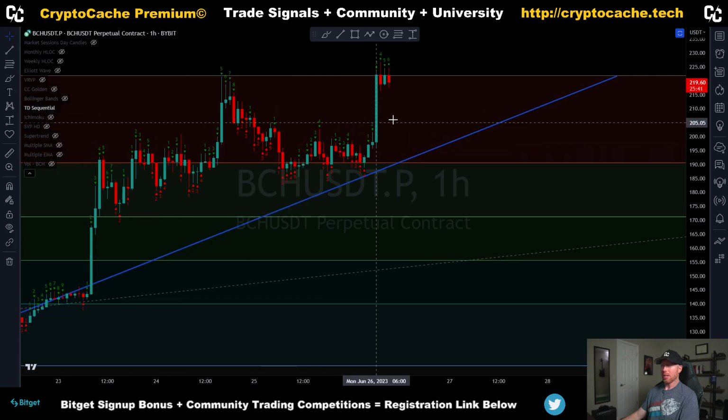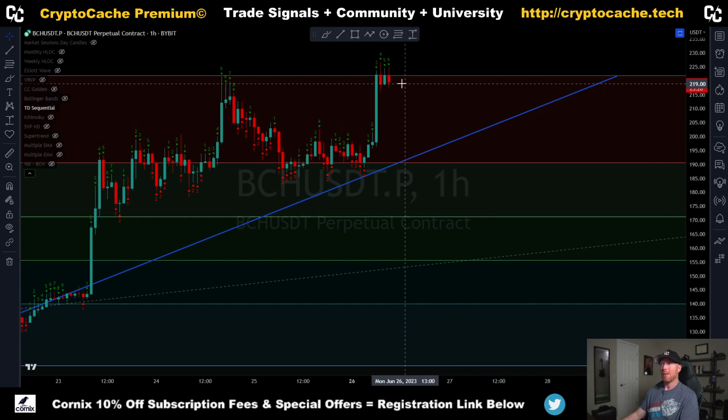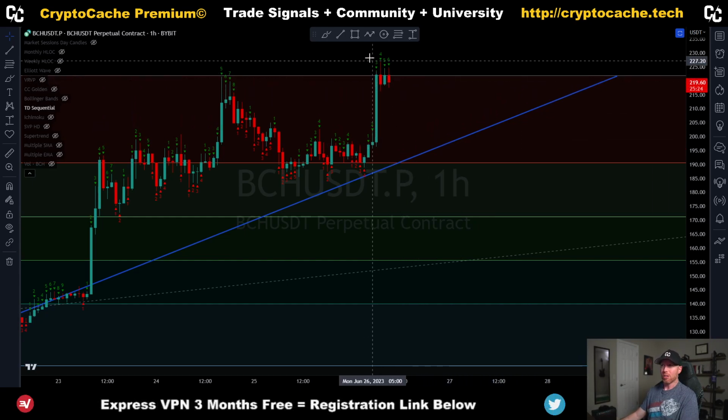So TD Sequential is going to tell us we're at a 6 right now. Hypothetically, we've got another 4 4-hour candles, or 3 to 6 4-hour candles. So we're somewhere in the range of 12 to 24 hours of continuation higher from here. Now, there's no guarantees that's going to happen, but there's a good chance that the price action could continue to run as we continue to retest these levels.